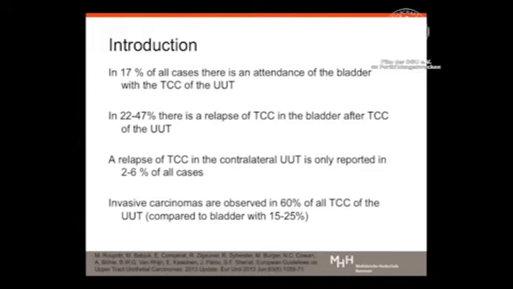In 22 to 47% there is a relapse of TCC in the bladder after TCC of the upper urinary tract. A relapse in the contralateral upper urinary tract is only reported in 2 to 6% of all cases. Invasive carcinomas are observed in 60% of all TCC of the upper urinary tract.